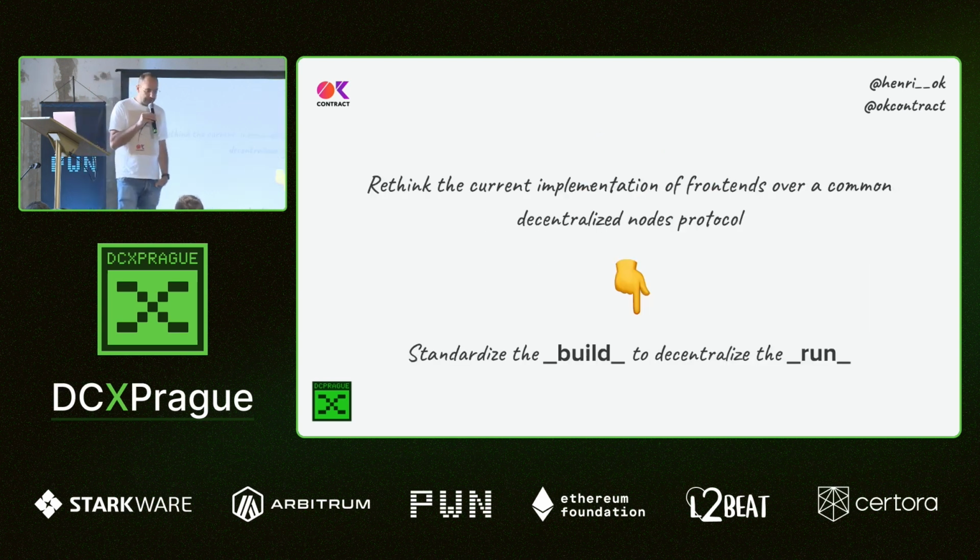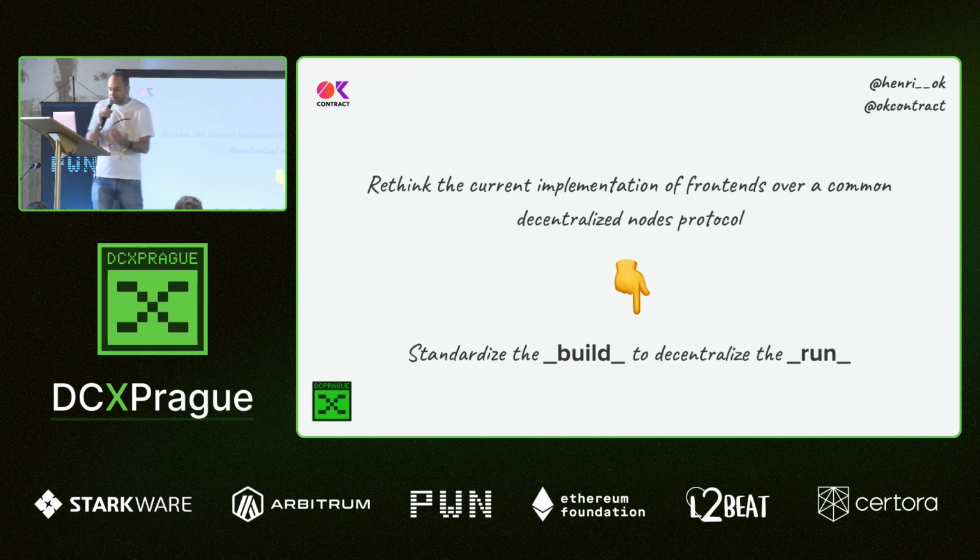So we thought that there could be one path, and definitely it's not the only path. It's just a path to rethink how we do the current implementation of frontends of a common decentralized node protocol. And to do this, first I'm going to start with some bad news. The bad news is we won't be able to reuse the existing frontends.